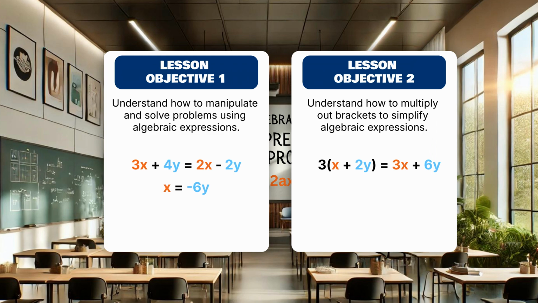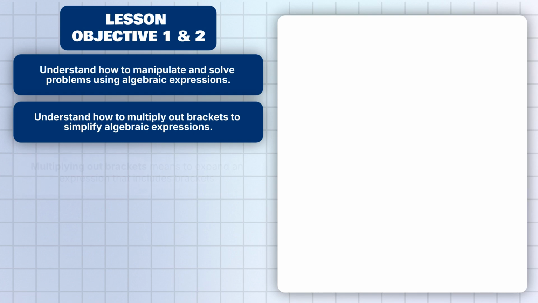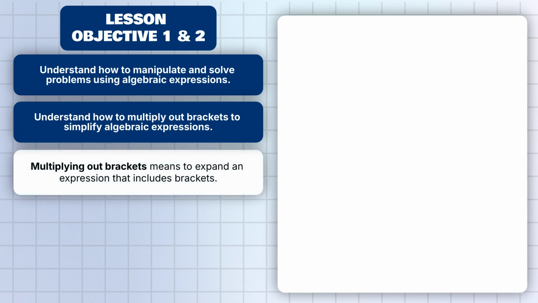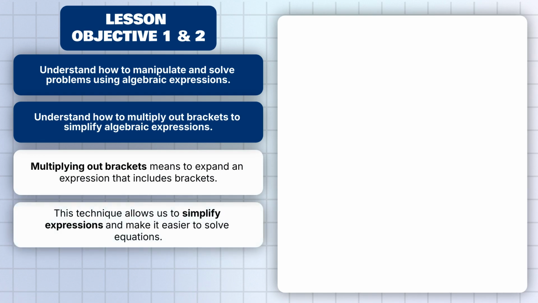The ability to solve problems using expressions and multiply out brackets is crucial in algebra. So let's get started. In algebra, multiplying out brackets means to expand an expression that includes brackets. This technique allows us to simplify expressions and make it easier to solve equations. Let's break down the process step by step with some examples.